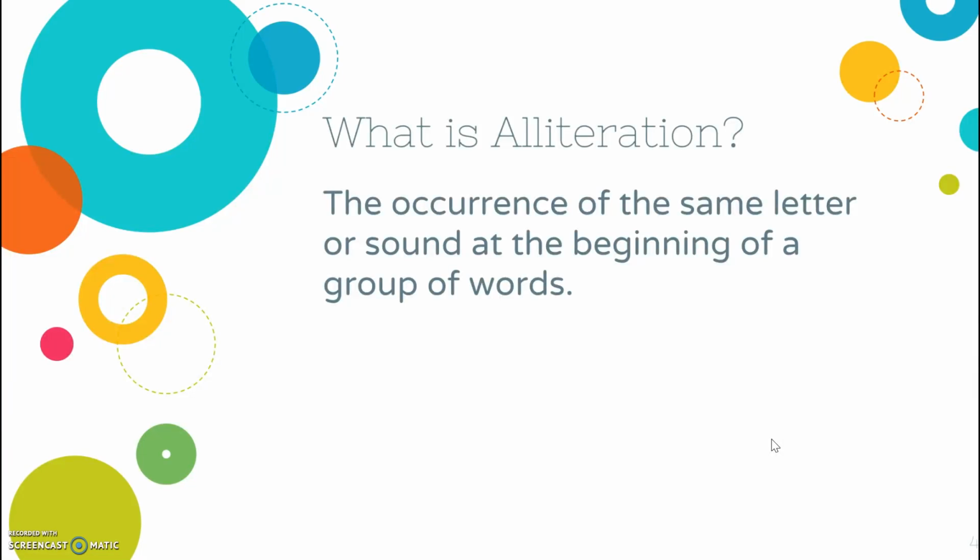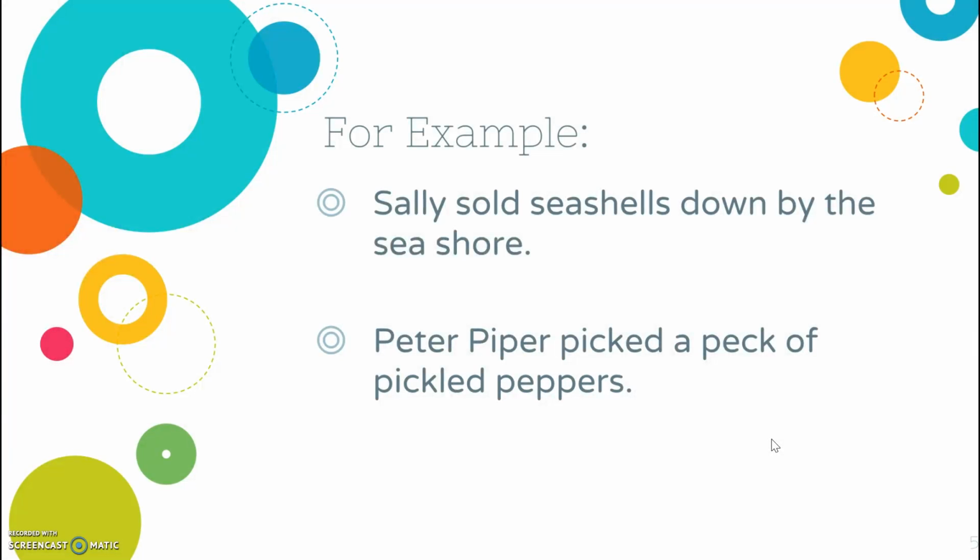Alliteration is the occurrence of the same letter or sound at the beginning of a group of words. Okay, really simple. You've probably heard of it before. In the next 2 examples I'm going to show you. For example, Sally sold seashells down by the seashore. Okay, check out all the S's at the beginning of the words.